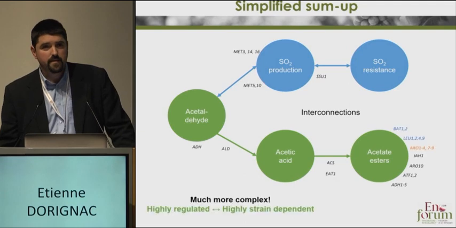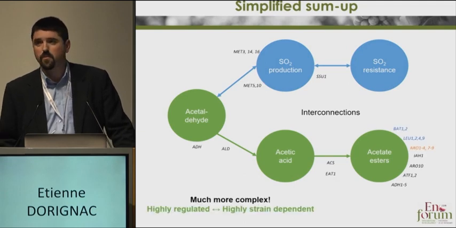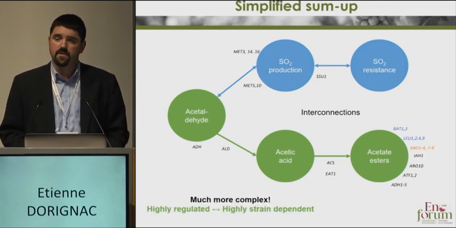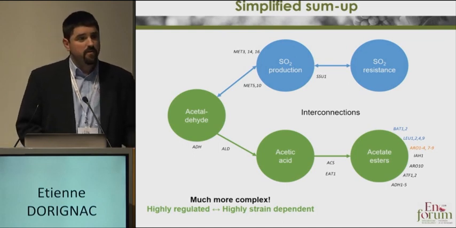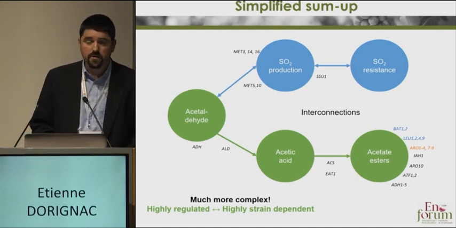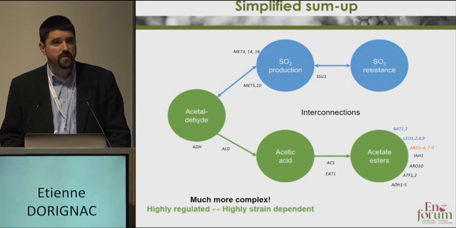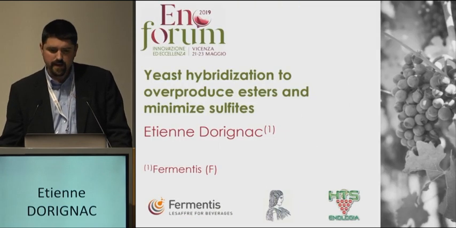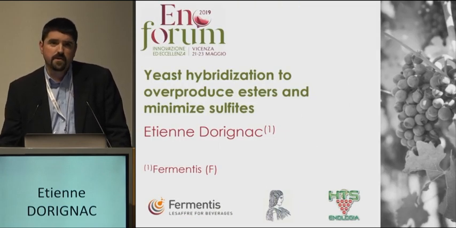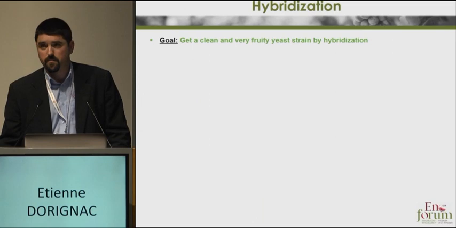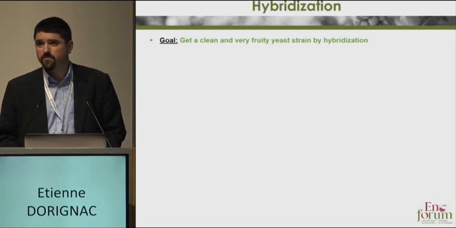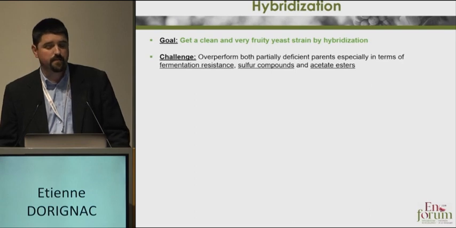But this is really simplified, and it's much more complicated because you have a lot of genes involved that are actively overexpressed, underexpressed, or others, depending on the types of strains. So the idea of this was to actually start with hybridization to overproduce esters and minimize sulfites. So the idea was to get clean and very fruity yeast strains by hybridization.